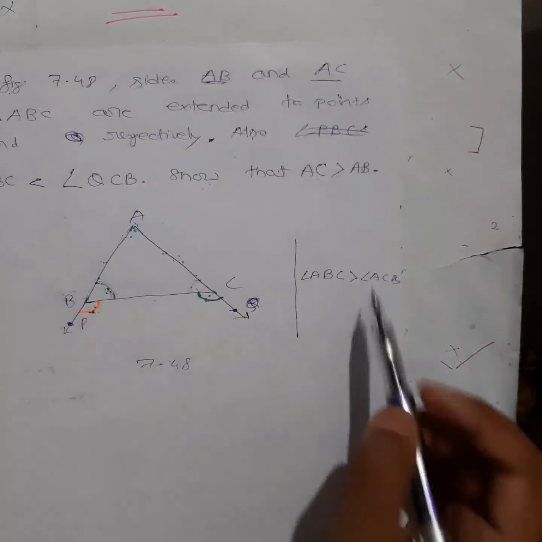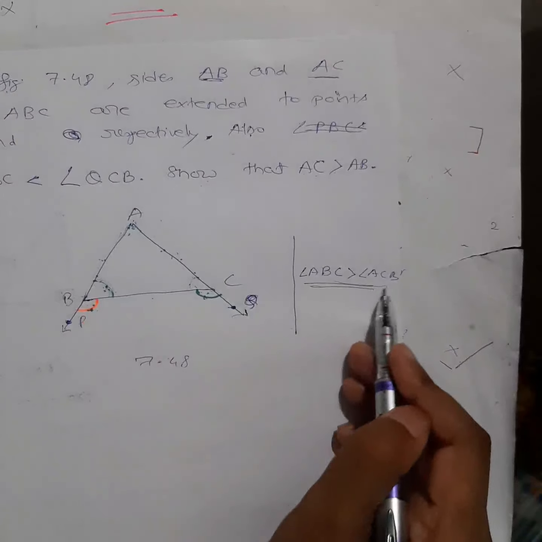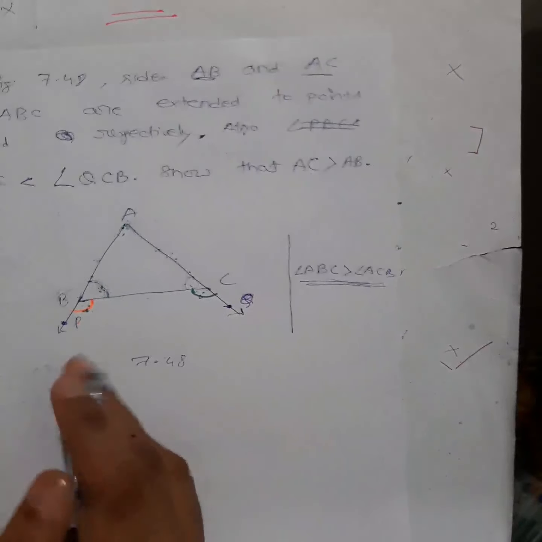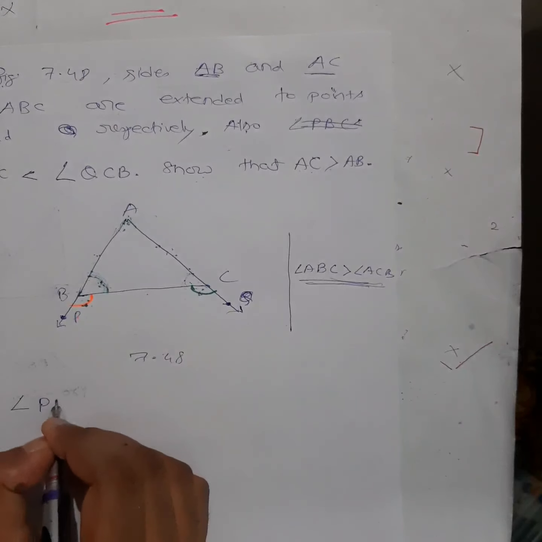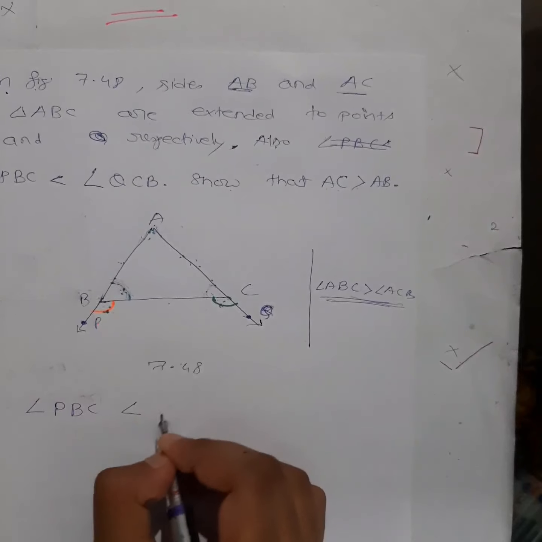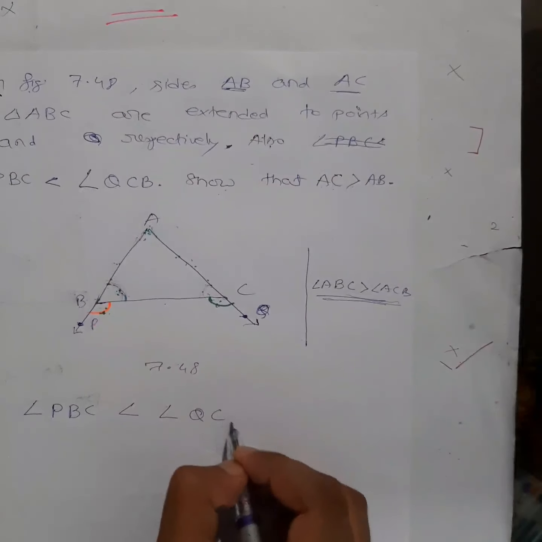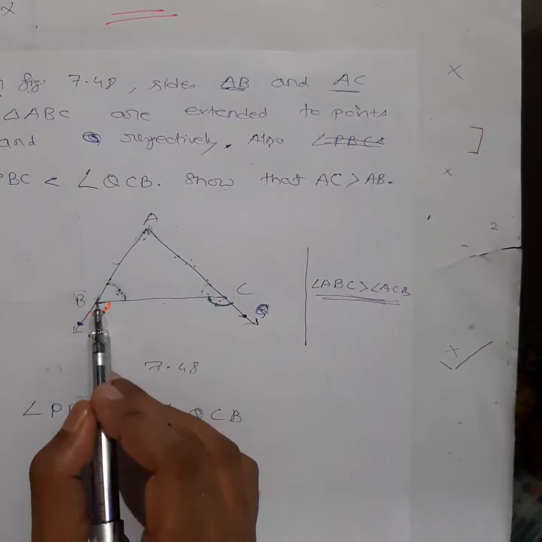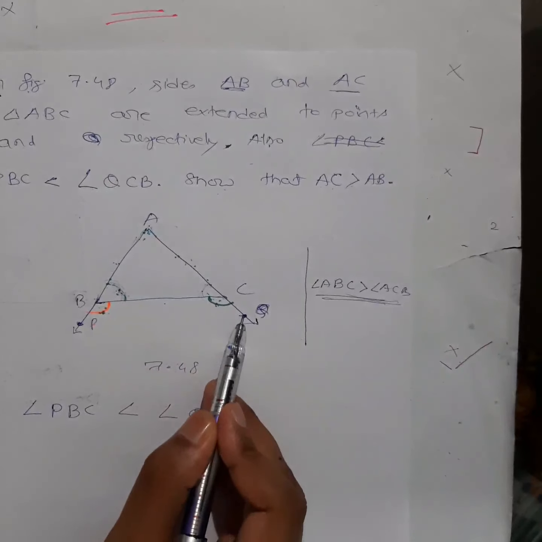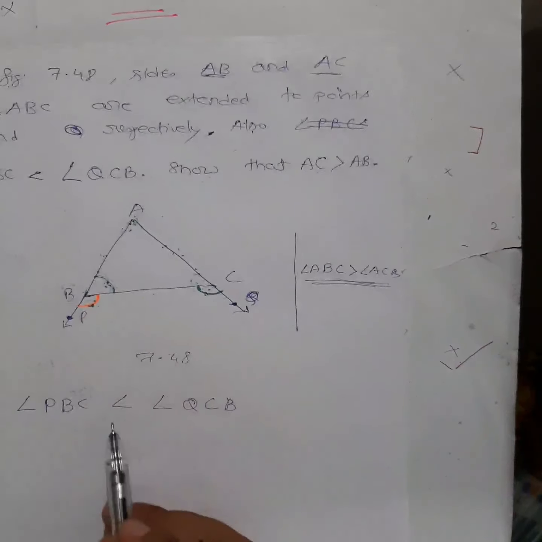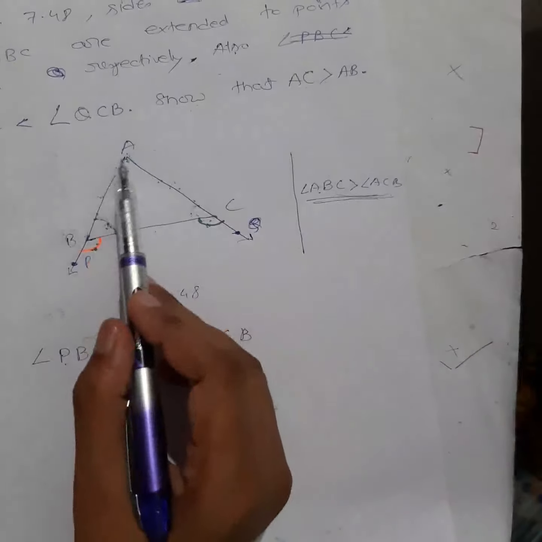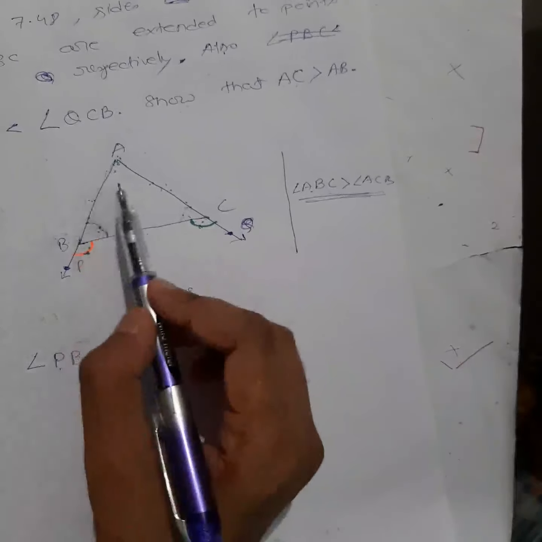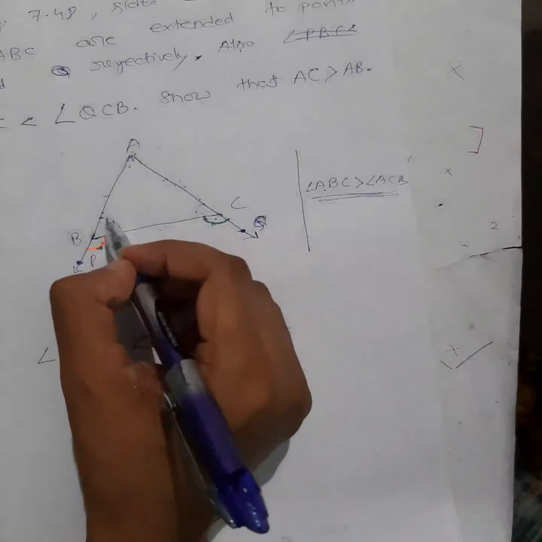So how can I find this? I have to get this relation. From where will I get this relation? Obviously from the given information, right? So what is given? See carefully. Angle PBC is less than angle QCB. This is given. Now from this relation, can I bring this one? PBC I don't need. I need ABC. So in place of PBC, can I introduce it in terms of ABC? Obviously yes.